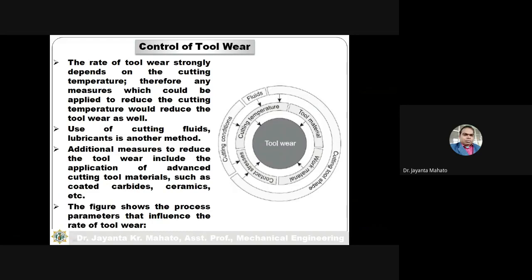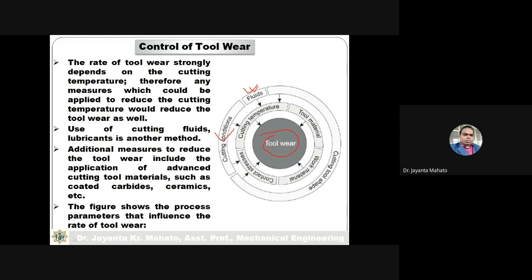The use of cutting fluids and cutting conditions. Cutting conditions means depth of cut, feed, speed; all these are parameters under the cutting conditions. Cutting fluid: what type of cutting fluid are you using? By using suitable cutting fluid and suitable cutting conditions, you can minimize the tool wear.